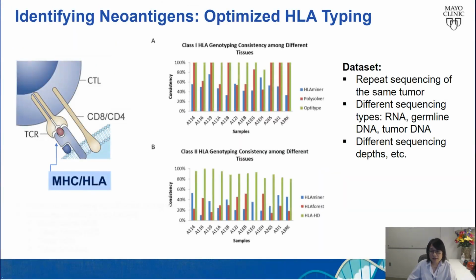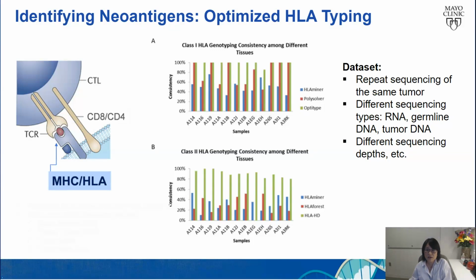First, the HLA genotyping. Each individual has different HLA genotypes. The first step of neoantigen discovery is patient-specific HLA genotyping from tumor DNA and RNA sequencing data. There are at least 20 existing HLA typing tools. Some can type both class 1 and class 2 HLAs. Others can only do class 1 typing. To benchmark and evaluate these tools, we look at the consistency of HLA genotypes between repeated sequencing samples of the same tumor with different sequencing types and depths.